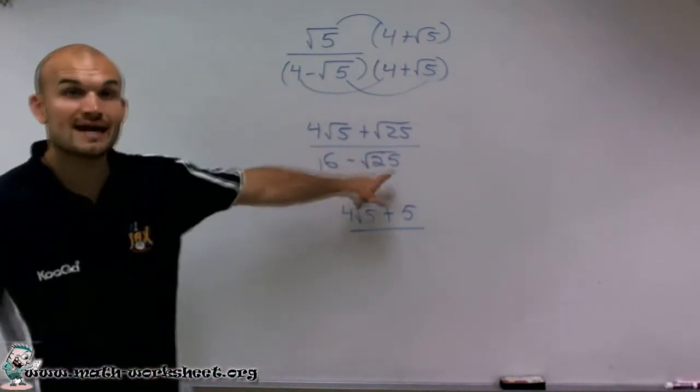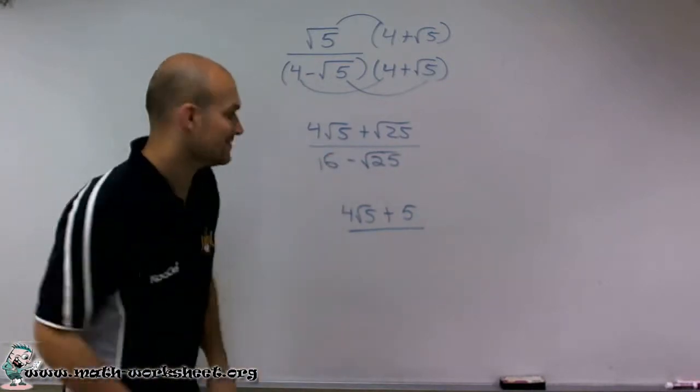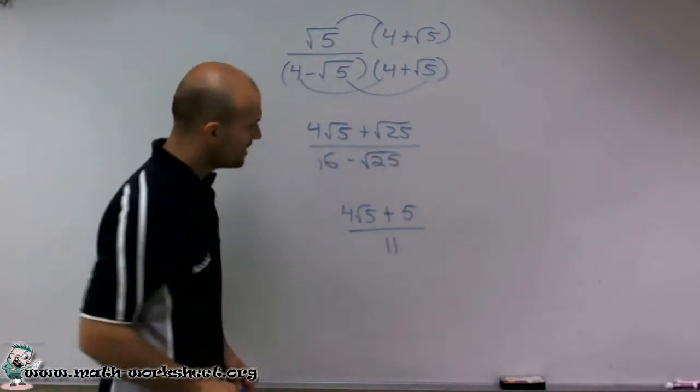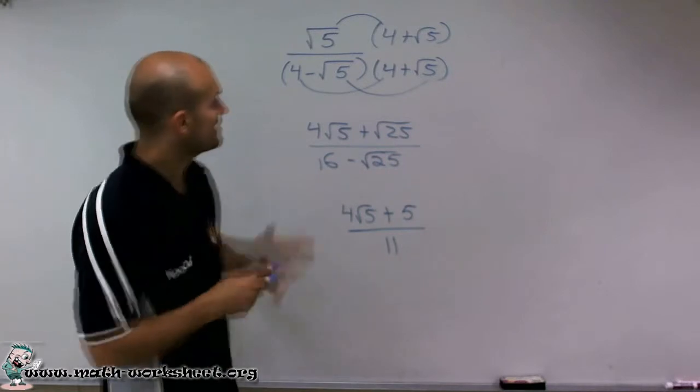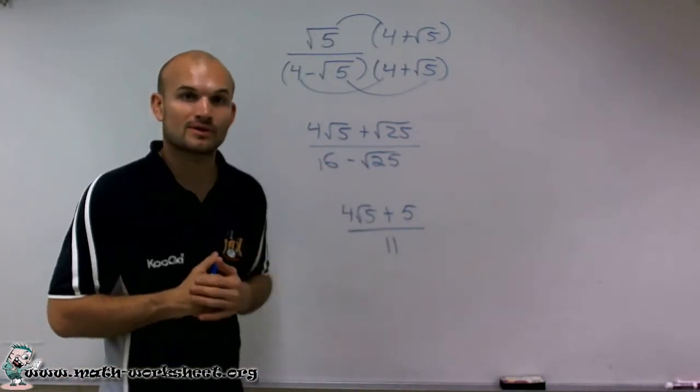Then I can again reduce the square root of 25, which is going to give me 5. Well, 16 minus 5 is going to give me 11. And there you go. That is how you want to simplify when you're dividing by a binomial with a radical expression.